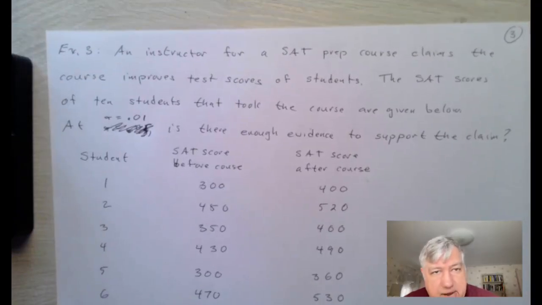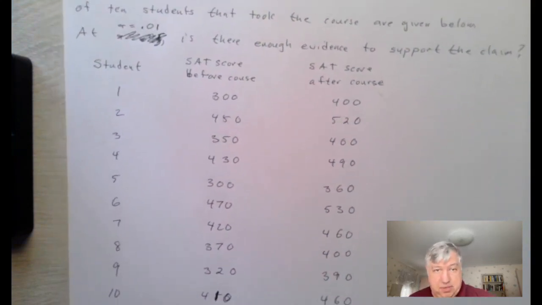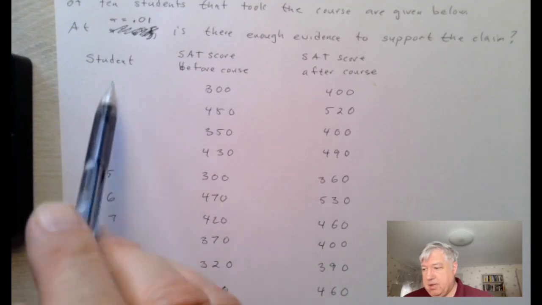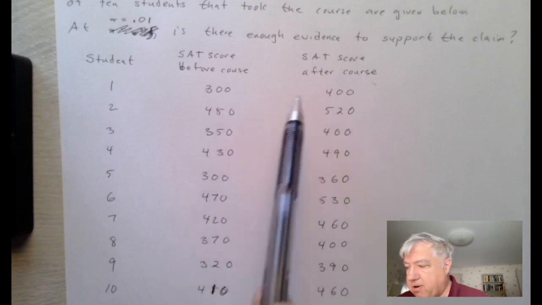In this case, we have an instructor for an SAT prep course who claims that the course improves test scores of students, and the SAT scores of 10 students that took the course are given below. At alpha equals 0.01, is there enough evidence to support the claim? We have these columns with the numbers corresponding to the students' names, and their scores before and after the course.